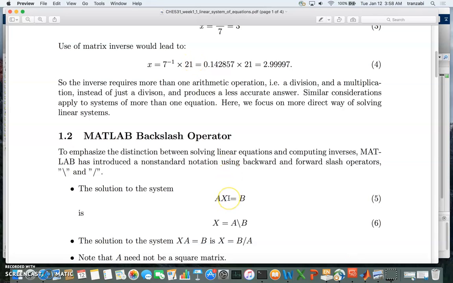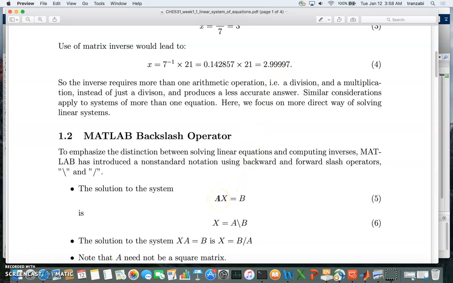That's pretty much what we learned maybe from high school: we get the inverse of A, which is similar to the inverse of 7, and then times b, which in this case is 21. Why is this bad? First of all, you see the approximation. Second, you have to do two operations. So we did more work and, as a result, got a less accurate result.